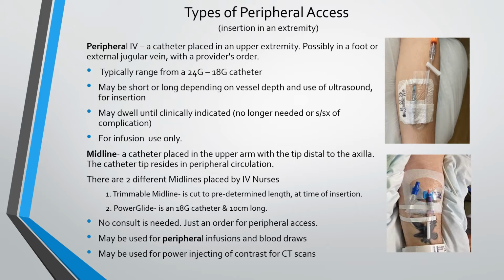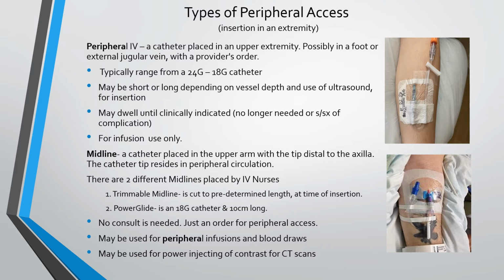Types of peripheral IV access, referring to an insertion in an extremity. A standard peripheral IV catheter is placed in an upper extremity, occasionally in a foot or an external jugular vein with the provider's order for difficult access patients.